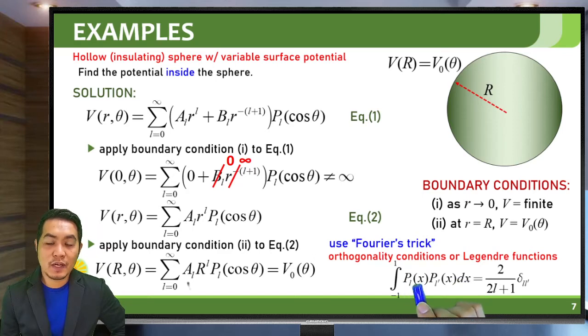So P_L of x, where x is cosine theta: the integral of P_L of cosine theta times P_L prime of cosine theta, d cosine theta, evaluated from -1 to 1, is equal to 2 over 2L plus 1 delta LL prime. Again, we now have a Kronecker delta here. So this is 1 if L is equal to L prime, and 0 if L is not equal to L prime.